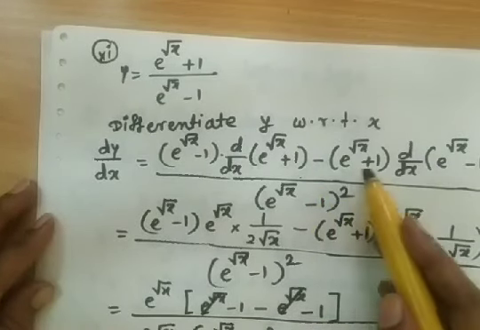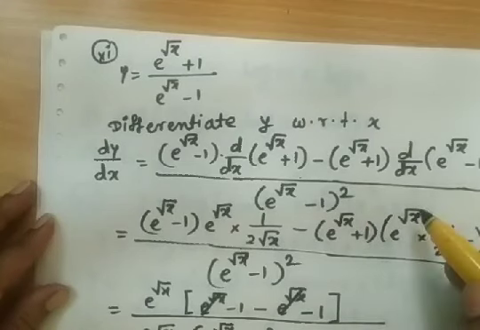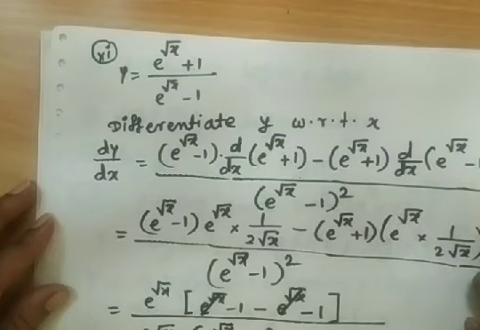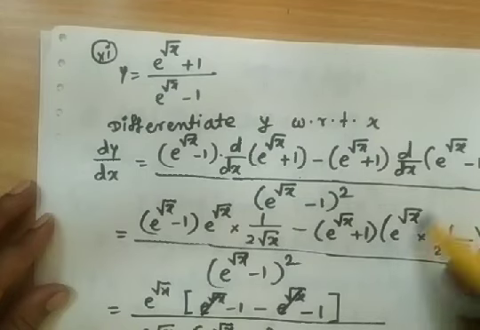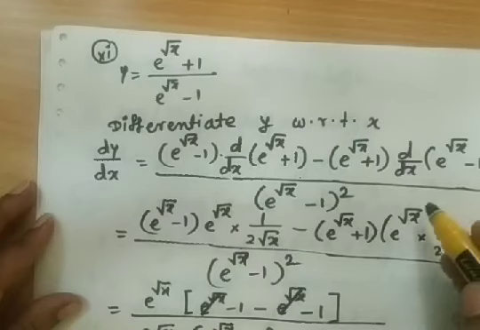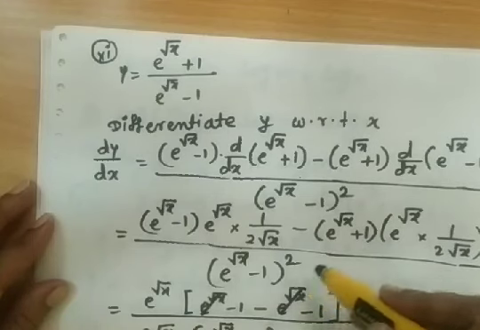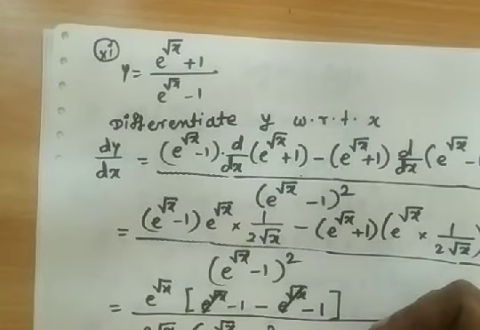Okay. Minus, this bracket keep as it is, that is e raised to root of x plus 1 keep as it is, and take the derivative of e raised to root of x minus 1. The derivative of e raised to root of x is as it is, that is e raised to root of x. We have seen already the standard formulae of the differentiation. Into the derivative of root of x, which is 1 upon 2 root of x, divided by the bracket square as it is.